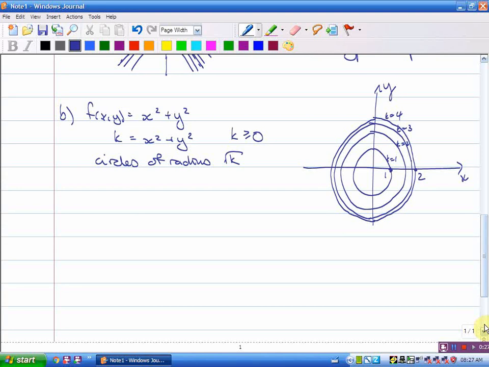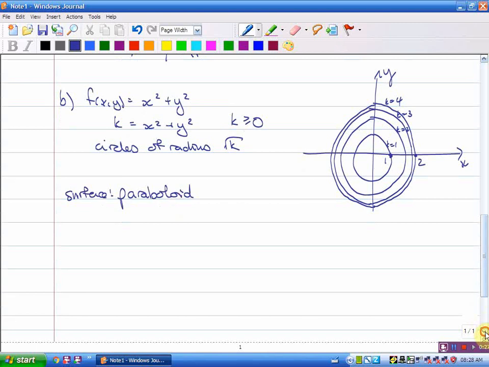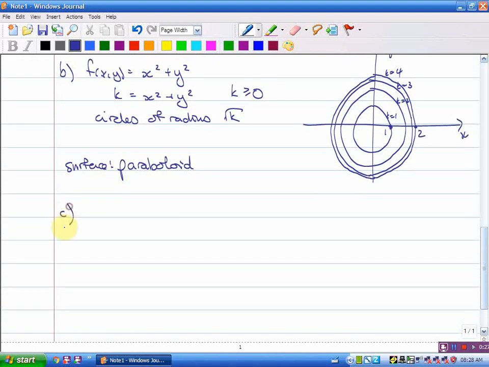So that's what's going on in part A. This one here is a paraboloid. The surface. Paraboloid. We're going to deal with paraboloids a lot. You're going to know everything there is to know about paraboloids. So have a look at part C.